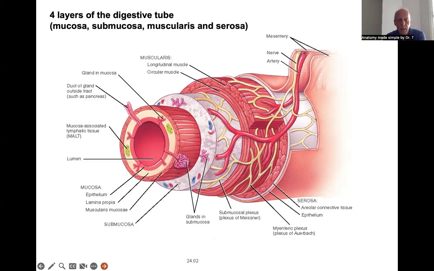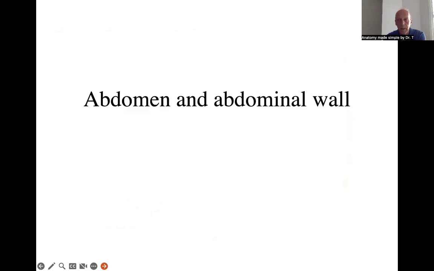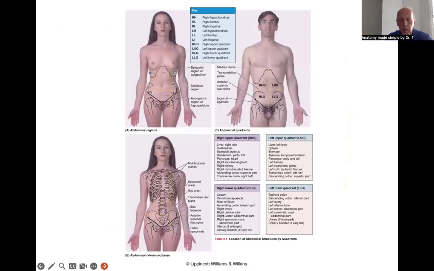Now, I suggest that we move a little bit further, and it's really hard for us to just jump into the abdomen, open it up and say that's where we find the digestive tract. So let's spend here just a couple of minutes talking about the abdomen and the muscles that are making the abdominal wall.